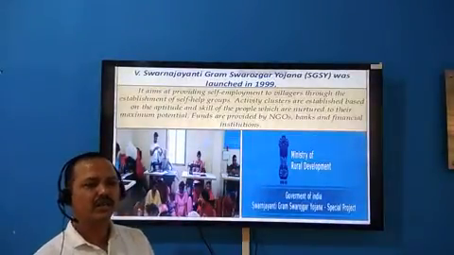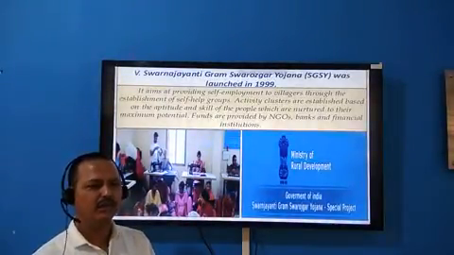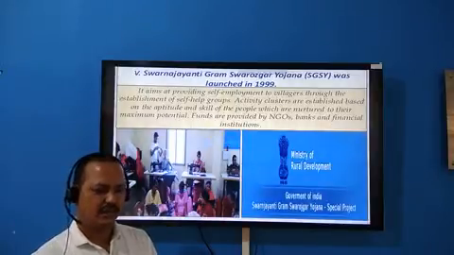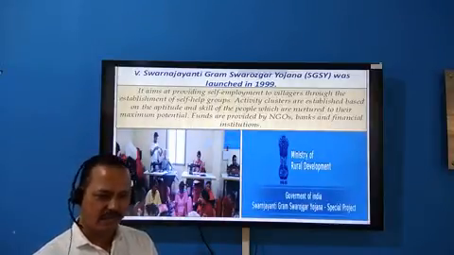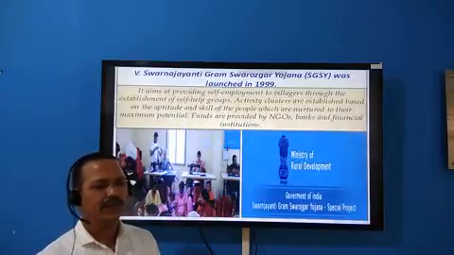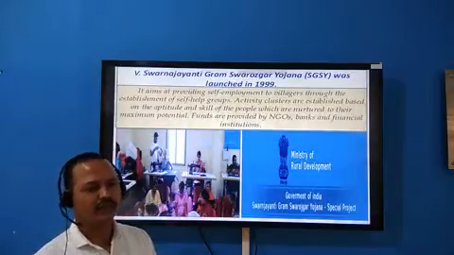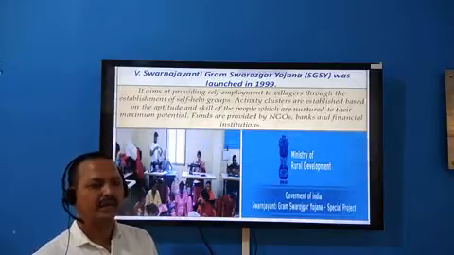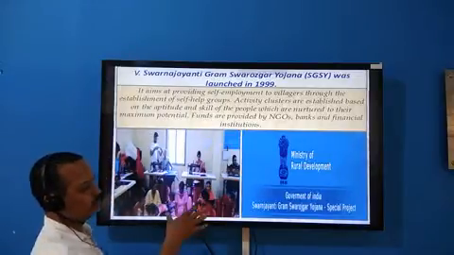Another one is Swarnajayanti Gram Swarozgar Yojana. Under this scheme, government encourages the unemployed people to create self-help groups. Nowadays, self-help group is a very popular concept, and with the help of self-help groups, government tries to create self-employment opportunities.